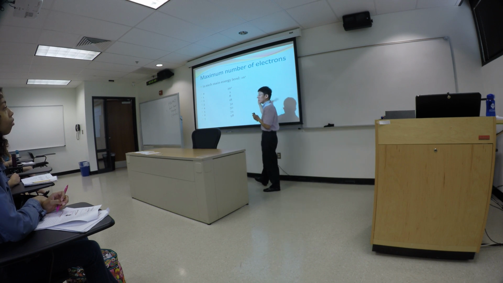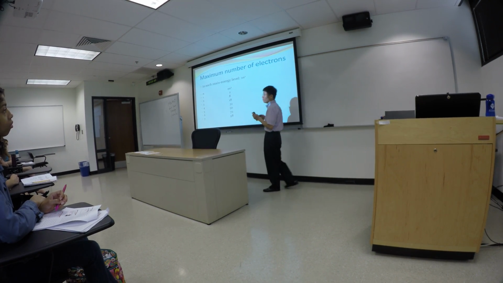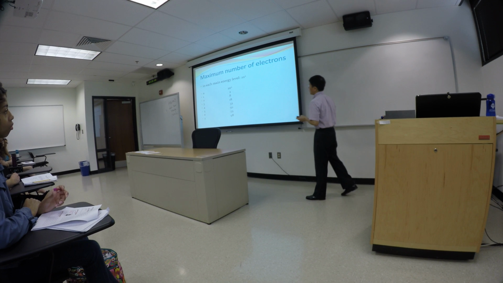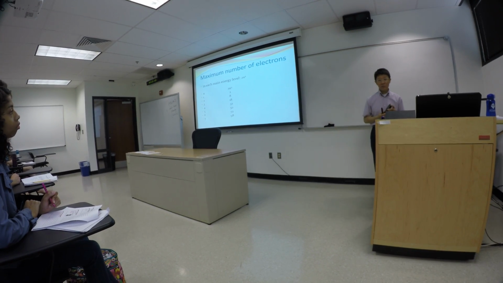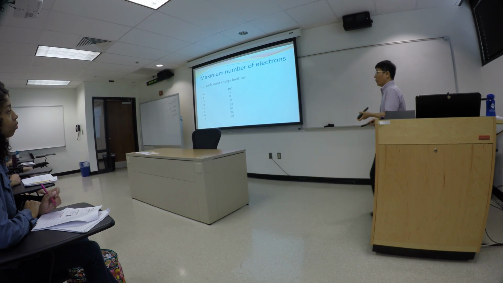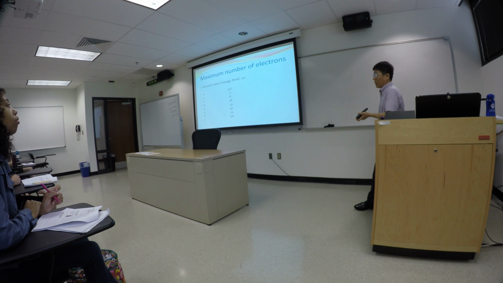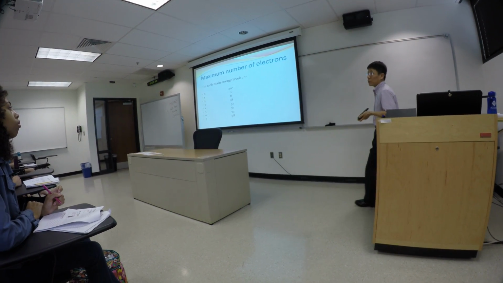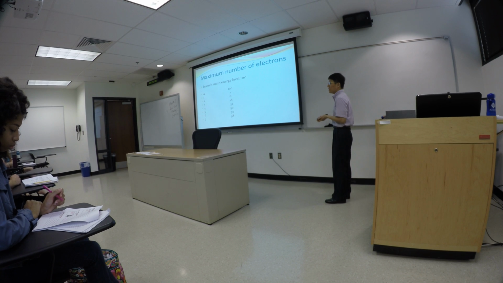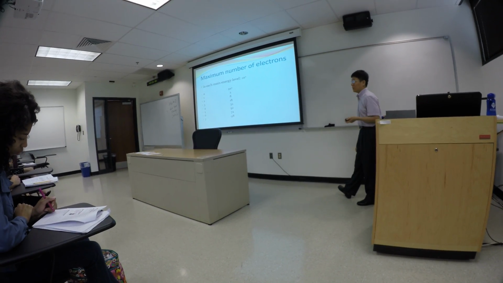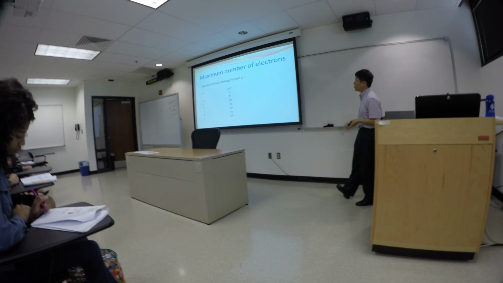This is the relationship I need you to memorize. And if you look at the practice exam for exam number 3, you will see questions there. When n equals 5, how many electrons can we have? Well, 5 to the second power is 25. 2 times 25 is 50. N equals 7, 98, and so on and so forth. So you need to know this relationship.